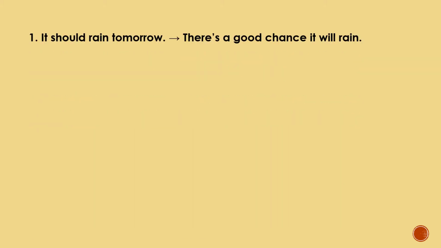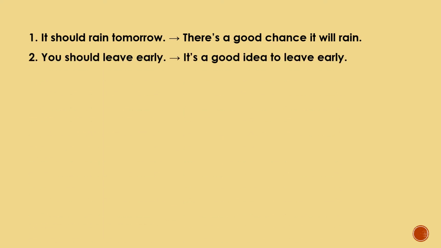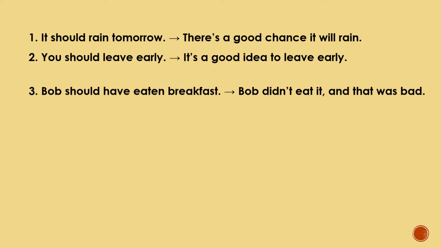All right, so the first one we had, it should rain tomorrow. Here, the word should is actually making a prediction. So there's a good chance it will rain. And of course, because we use the word tomorrow, we're talking about the future. You should leave early. Here, we're using the same modal as in number 1, but should is giving advice. It's advisability. It means it's a good idea to leave early. And it's talking about either right now or the future. We need more context to know which one.